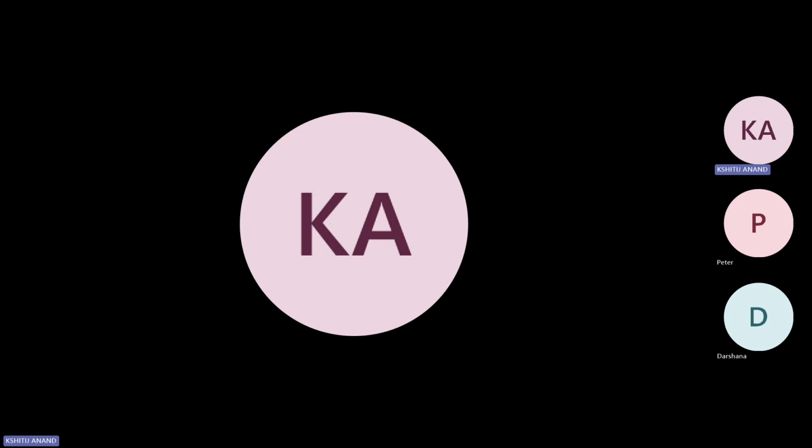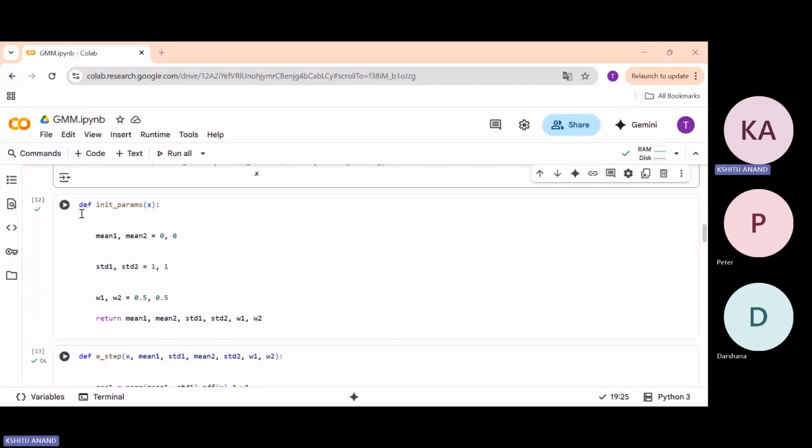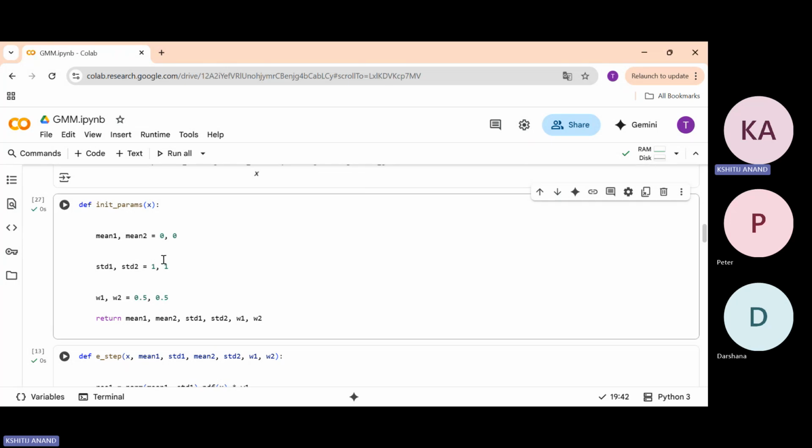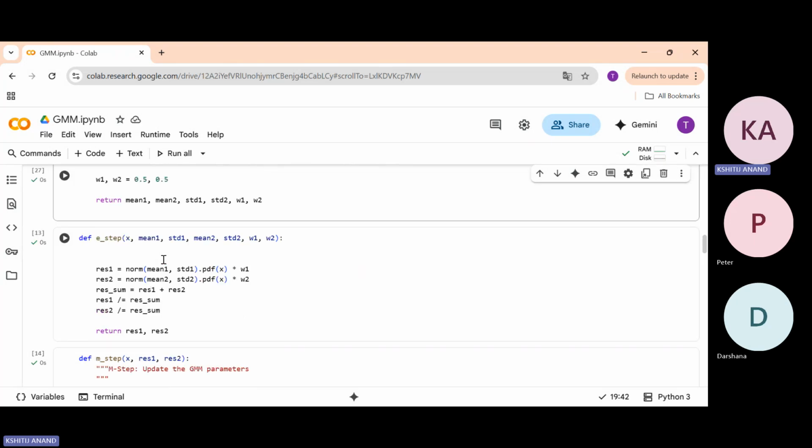So see this one. Here we are initializing the parameters. We are initializing mean 1 with 0 and mean 2 with 0, standard deviation with 1, and the weights as 0.5 and 0.5. We are considering a sample observation, which will be one dimensional, of course, and we are using two components, two normal distributions. So first we have to set the mean of both normal distributions, the standard deviation of both, and the weights of these normal distributions, right? So we have done this.